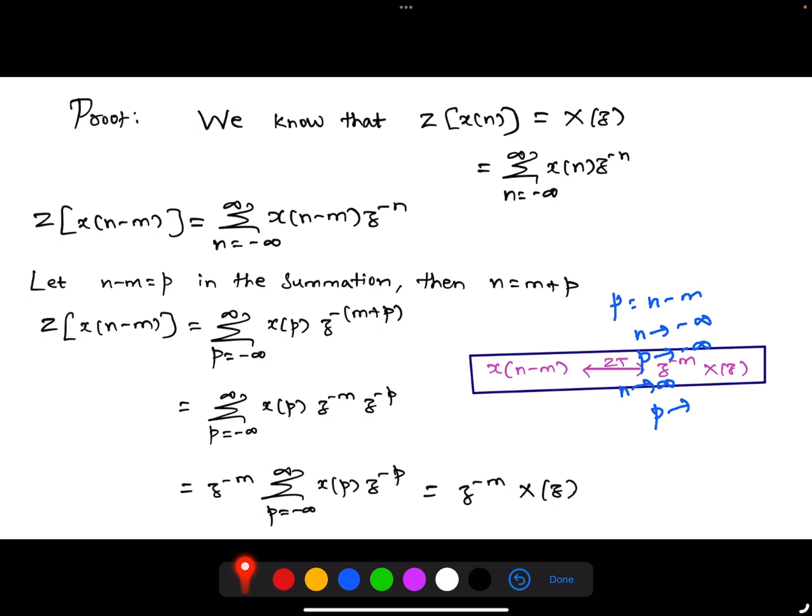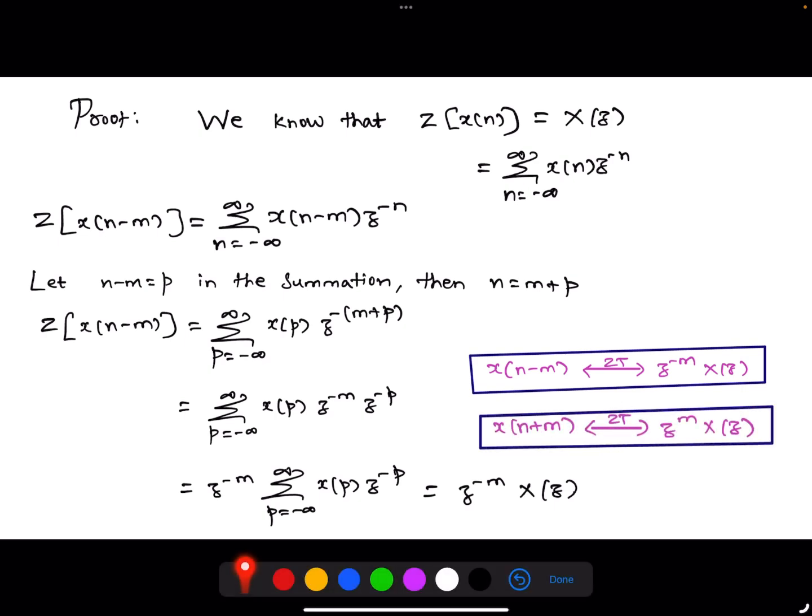So I hope you understood these steps. So this is the final answer. You can see the z transform of x of n minus m will be z power minus m into x of z. So I hope you understood this property. And also, when you have this change here, instead of n minus m, if you have n plus m, the z transform of x of n plus m will be z to the positive m x of z. So that will be the formula for x of n plus m.